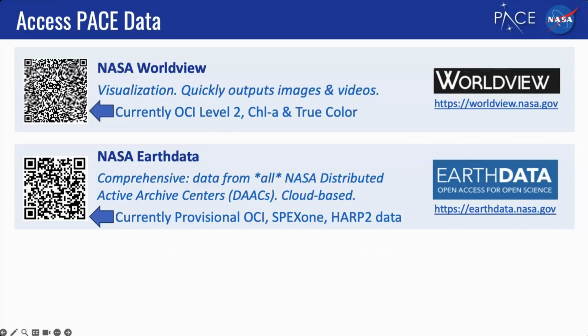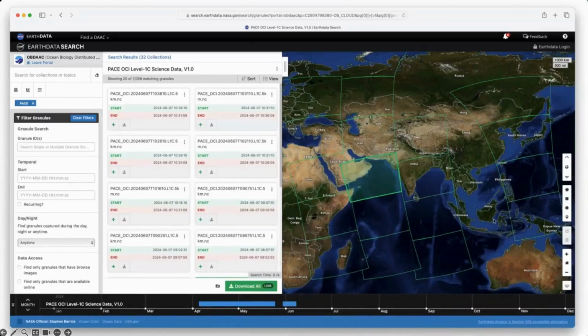This one will also take you directly to the PACE data currently on Earth data. And for a quick look at what Earth data looks like, here I'm showing an example of looking through the available OCI level 1C data granules on Earth Data Search. So listed on the left over here, you can see there are download options. So this is showing you what files are available on the left, and this is showing you where those granules are in the map on the right. This is an extremely simplistic look at it, but I want you to get the point that, like Worldview, this has location visualization of data on a map, and it has a timeline at the bottom.